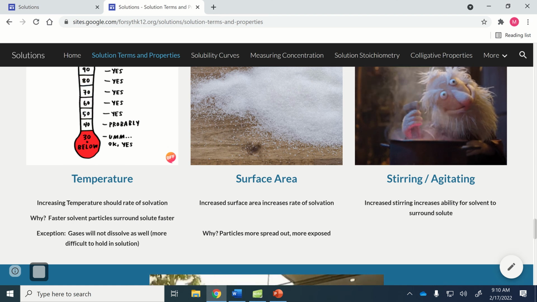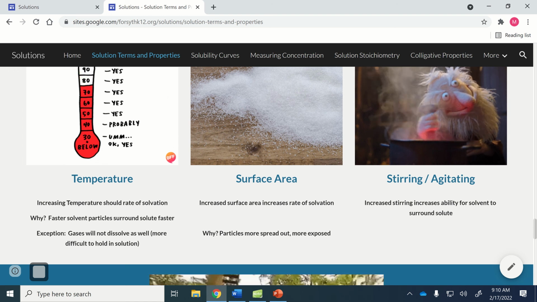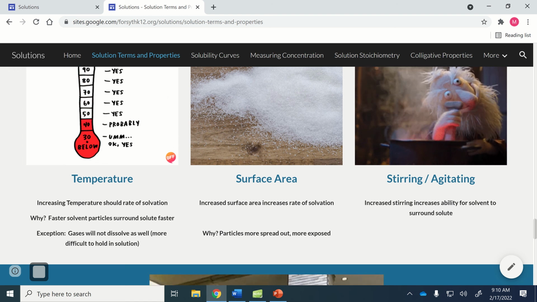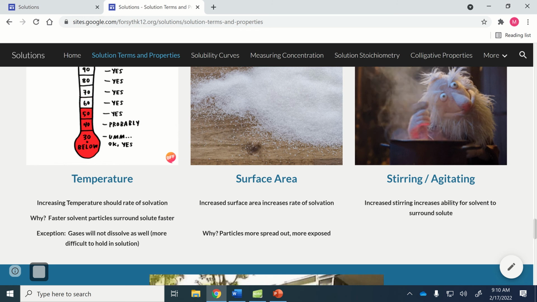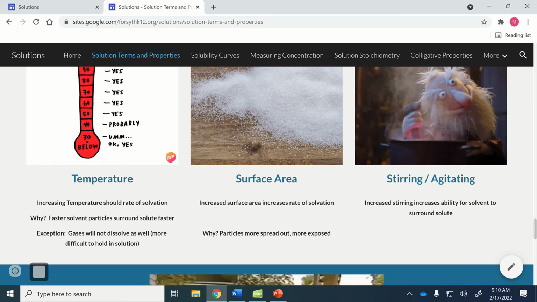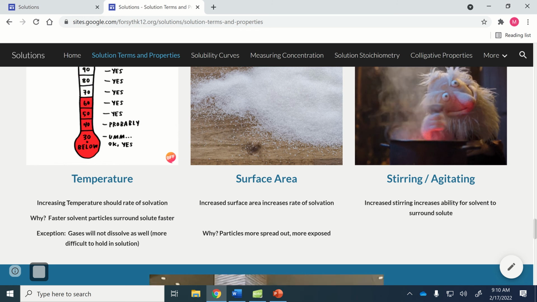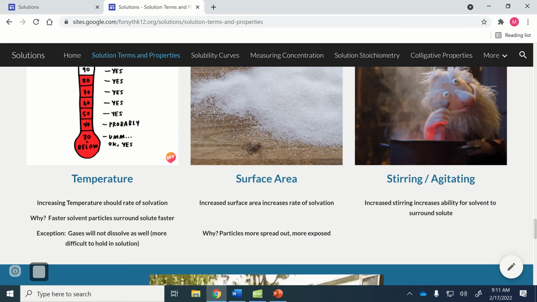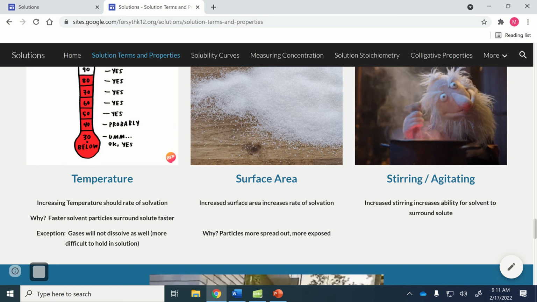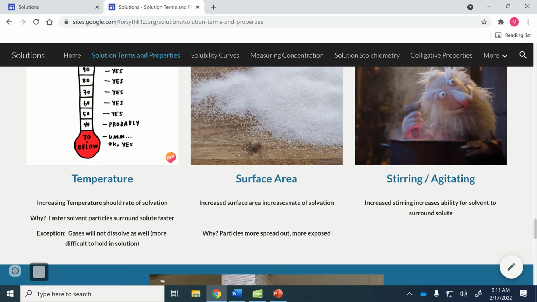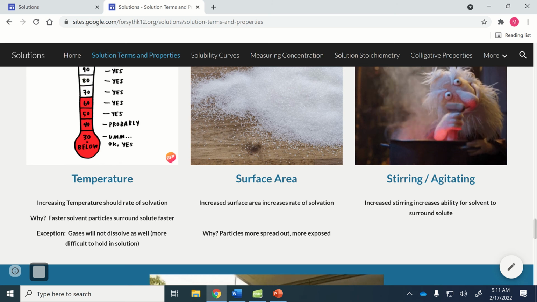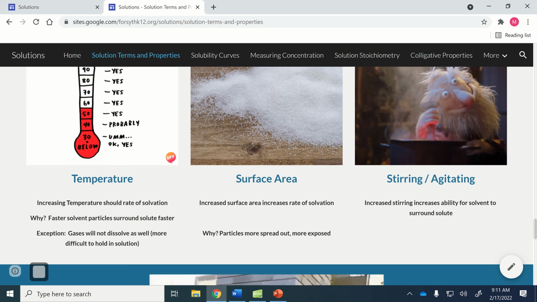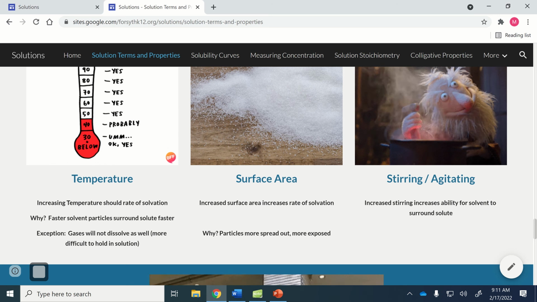Why would this happen? The particles are moving faster. They have more kinetic energy because there's more temperature, and they will surround the solute a lot faster. The solute will also be able to find the solvent quickly, and that interaction causes dissolving. So increasing temperature increases the rate of solvation. The exception to this is gases. Gases, if you increase the temperature, will actually decrease solubility, because they're already moving very quickly. You're increasing that temperature, and they can then escape the solution. It's more difficult for the liquid particles to hold on to those gas particles.